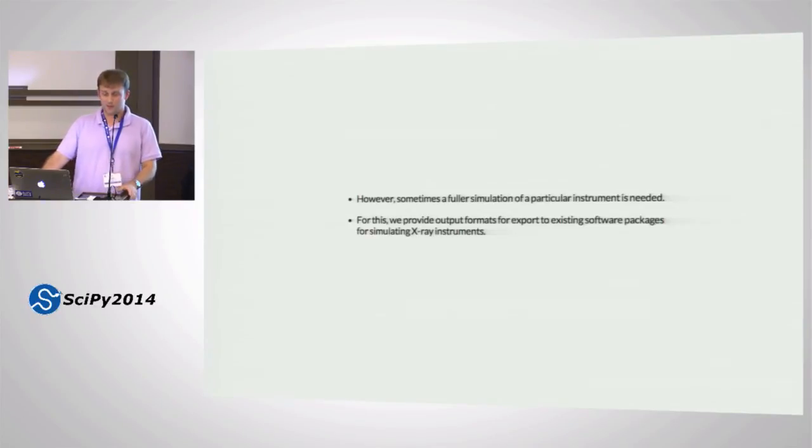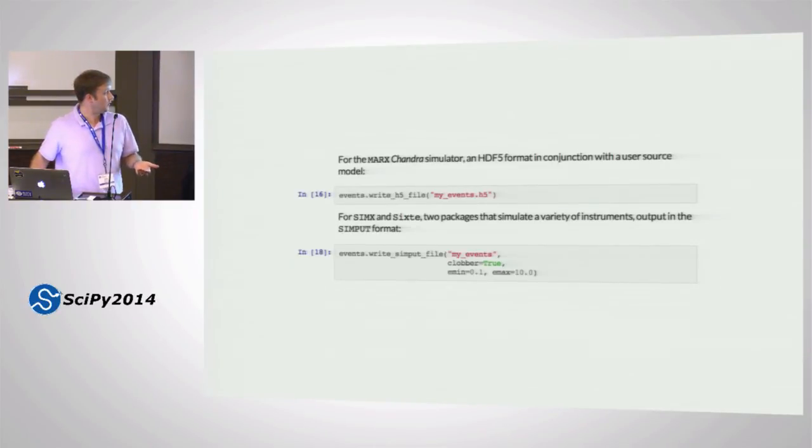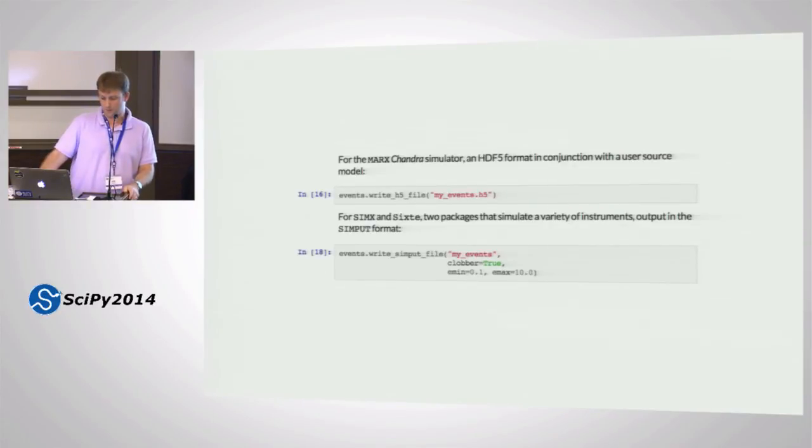And so for this, we provide output formats to export to existing software packages for simulating X-ray instruments. There are just a couple of examples right here of simulators where we can output to certain file formats. You can output to MARX, which is a Chandra simulator, or other simulators like SIMX and SOXS, which simulate a variety of instruments like XMM-Newton, Astro-H, even Athena, which isn't even launched yet, but we still have the models for what these telescopes are probably going to be able to do.